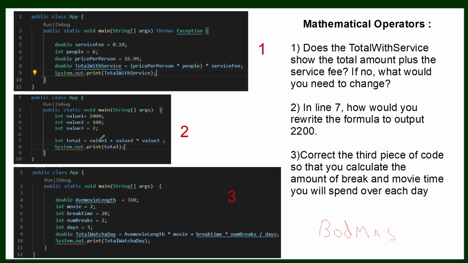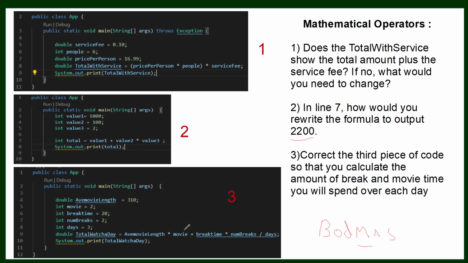Number 3, if we look here, we can see that multiplication is before add. So what will happen is we'll multiply value 2 by value 3, which will make 200, and then we'll add it here, which will make 1,200. That's not the amount we need, so we will need to change this.